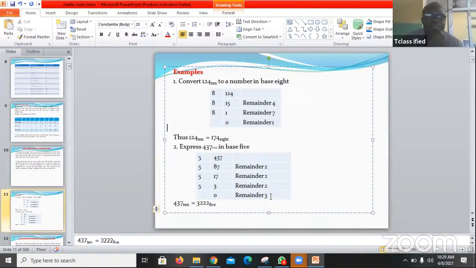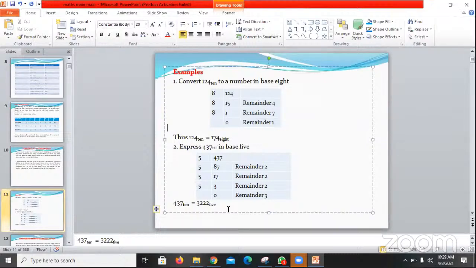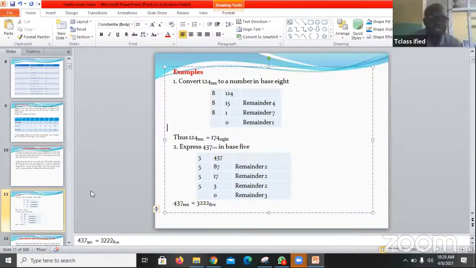So if you do that, you're going to get 3222. And if you count from down up, then you get the equivalent in base 5 of your base 10 number. Oluwase, are you there now? Yes, sir. I hope you got it? Yes, sir. Okay, so that's how you convert from base 10 to other bases by repeated division.